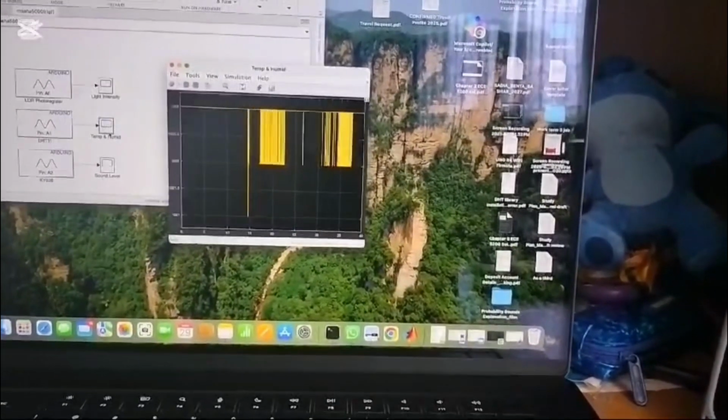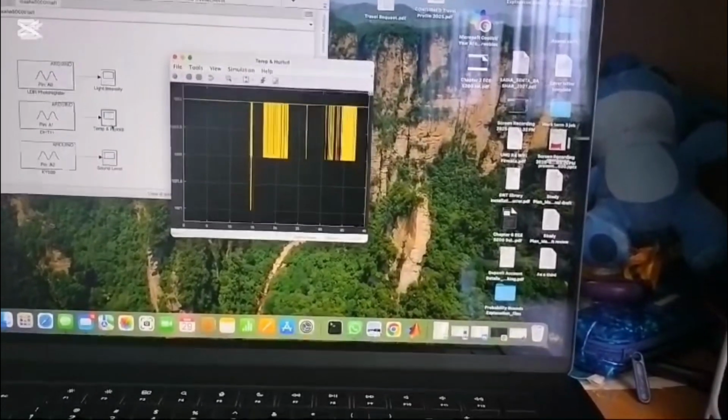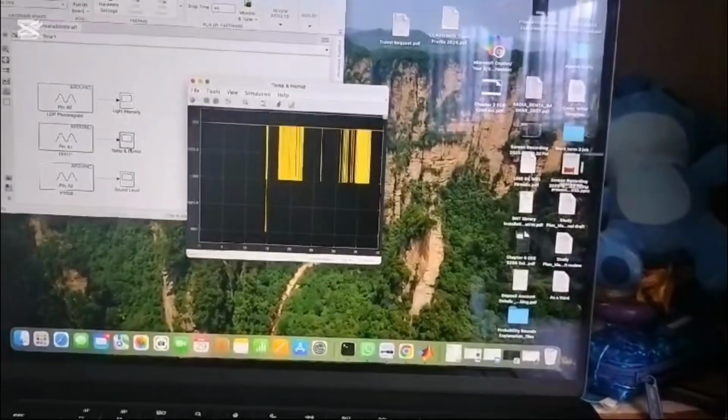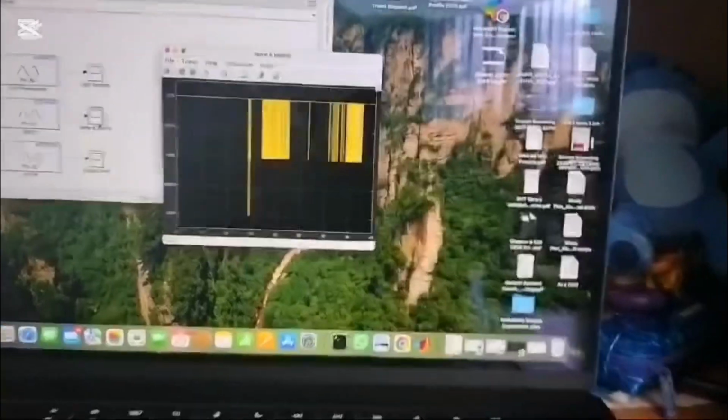And this is the final graph when the time runs out. This is the final graph of the temperature and humidity sensor. You can see the changes in here.